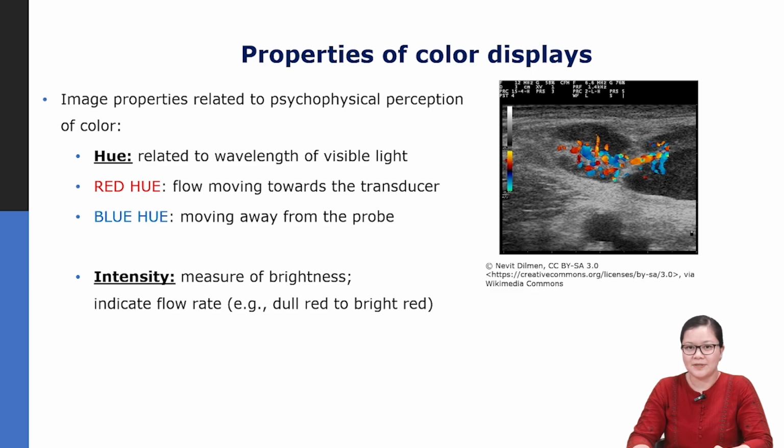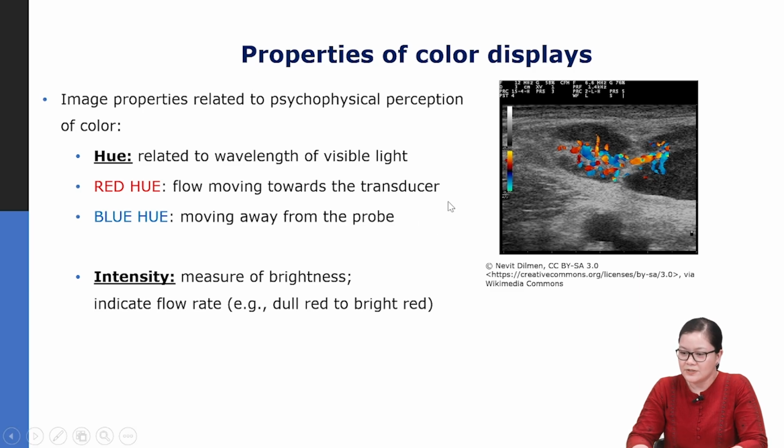There are certain image properties that are based on the psychophysical perception of color. One of those properties is called hue, and that's typically related to the wavelength of the visible light. In a color Doppler image, the map is typically based on a red hue, which means that the reflector is flowing towards the transducer. Here you can see a color Doppler map overlaid onto a B-mode image. Red to bright red means that the flow is moving towards the transducer, and the brighter intensity of that red means that the reflector is moving faster.